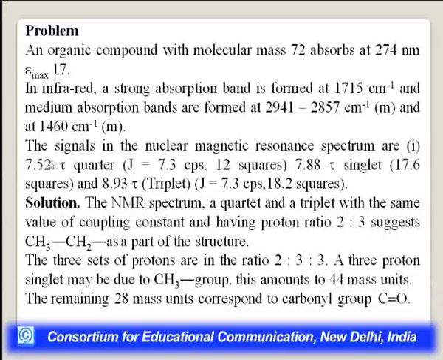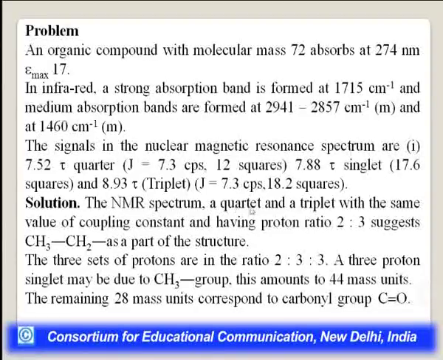As far as NMR signals are concerned, the signals in the nuclear magnetic resonance spectrum are at a value of 7.52 tau, quartet, not quarter, it should be quartet, with a value of J 7.3, and 12 squares, that is you can calculate the ratio of the protons also with these squares values of different peaks of NMR. Another value here 7.88 as a singlet. So we have 3 peaks from NMR: triplet, singlet and quartet.